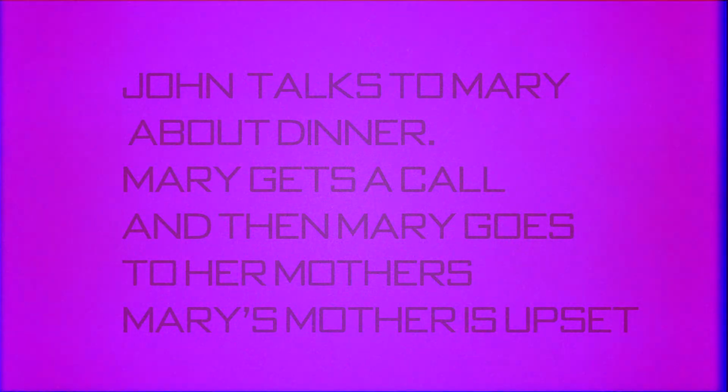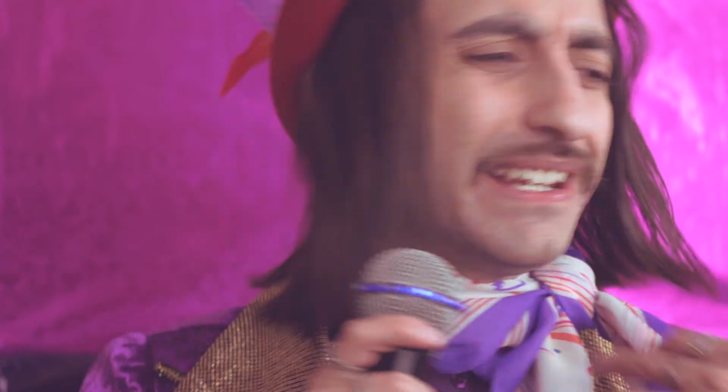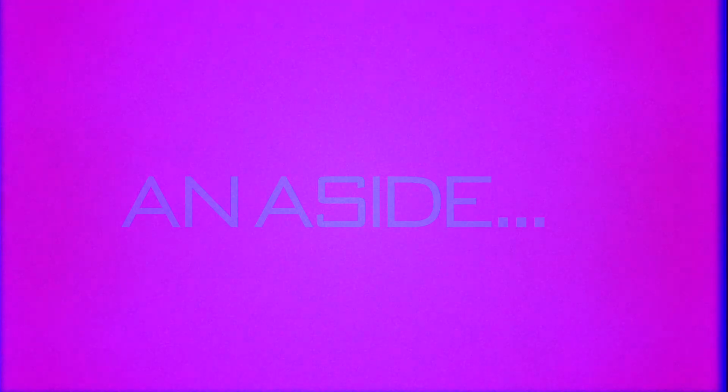Let's embellish our outline fragment a little bit. How about John talks to Mary about dinner? Mary gets a call. Mary goes to her mother's. Her mother is very upset. Now, what's wrong with this? Well, actually quite a lot. Firstly, we still don't know the manner that John is going to be talking to Mary. We don't know what provoked Mary to go to her mother's. We can assume it was the phone call. And we don't know in what manner her mother is upset. We can't see it.